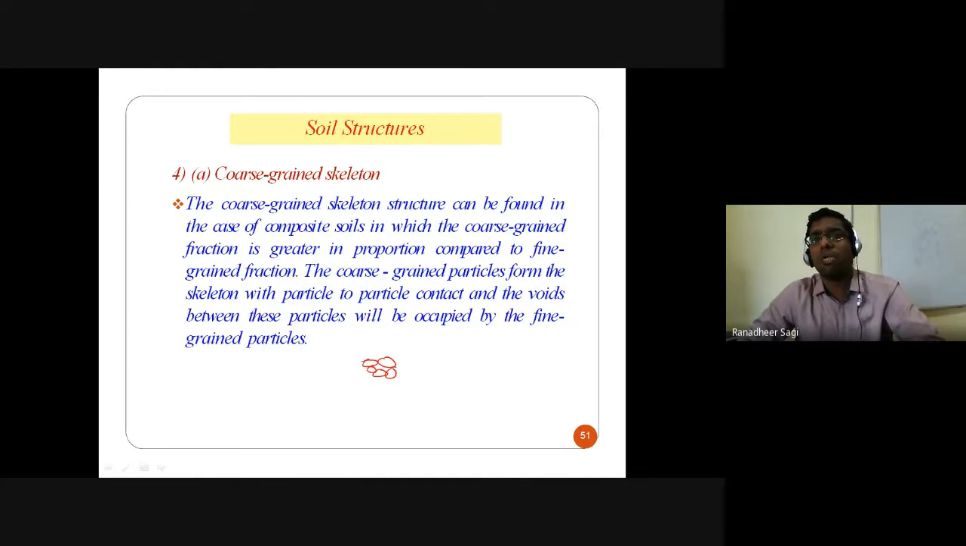Whatever voids are formed in between those coarse grained particles are going to be occupied by the finer particles that exist in that soil mass. So the coarse grained skeleton structure can be found in the case of composite soils, in the sense of soils containing both coarse grained and fine grained particles, in which the coarse grained fraction is greater in proportion when compared to the fine grained fraction. The coarse grained particles form the skeleton with particle to particle contact, and the voids between those particles will be occupied by fine grained soil. Such a structural arrangement of the grains is what we call the coarse grained skeleton structure.